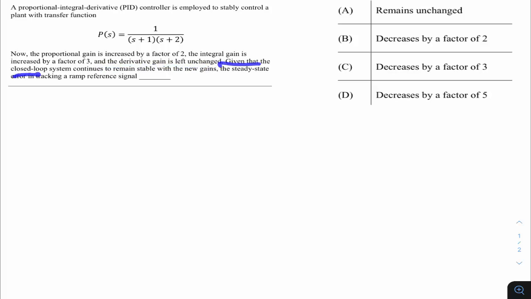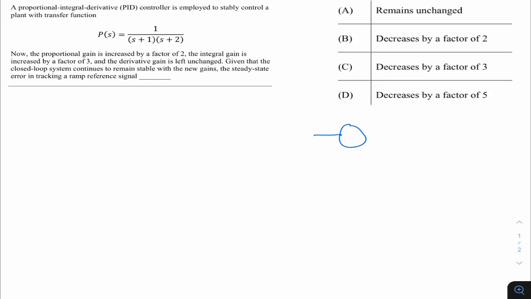Given that the closed loop system continues to remain stable with the new gains, the steady state error in tracking a ramp reference signal, if you see the options, is: remain unchanged, decrease by factor 2, decrease by factor 3, decrease by factor 5. So one thing is clear. What is being said is, it's a unity negative feedback system, right?